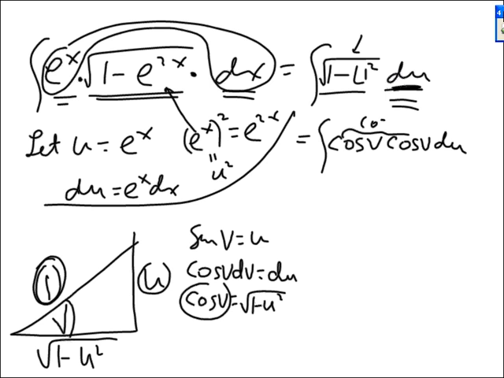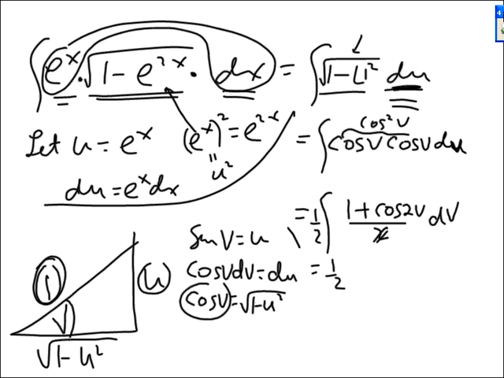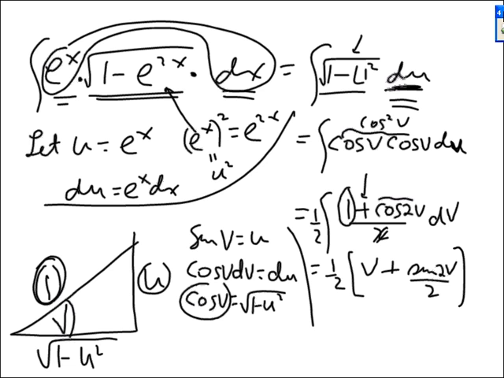So this is cosine squared v. Well, cosine squared v is 1 plus cosine of 2v over 2, dv. The half comes in front. The integral of 1 dv is v. And the integral of cosine 2v is sine 2v over 2, plus c.